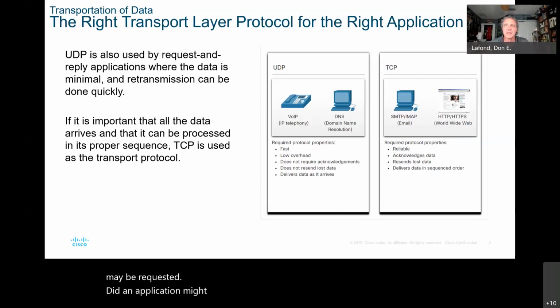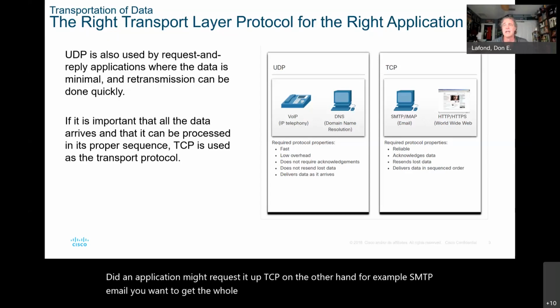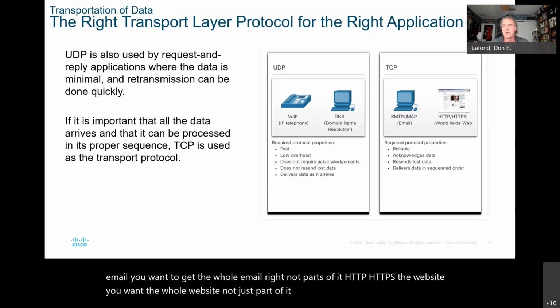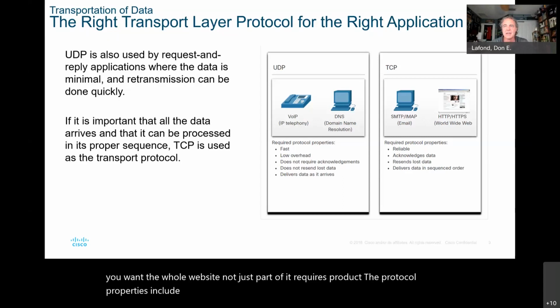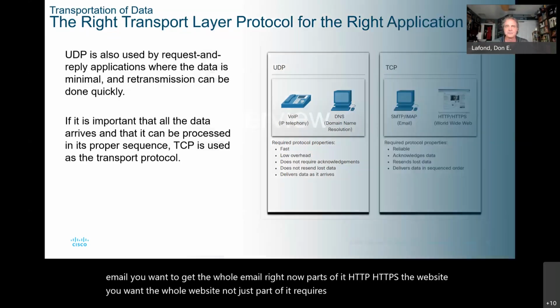TCP, on the other hand, for example, SMTP, email, you want to get the whole email, right? Not parts of it. HTTP, HTTPS, the website, you want the whole website, not just part of it. The protocol properties include being reliable, acknowledging the data, resending lost data, and delivering data in sequential order to the application layer above it.